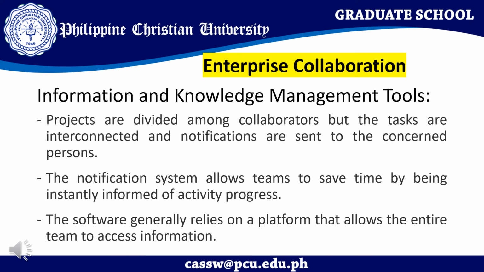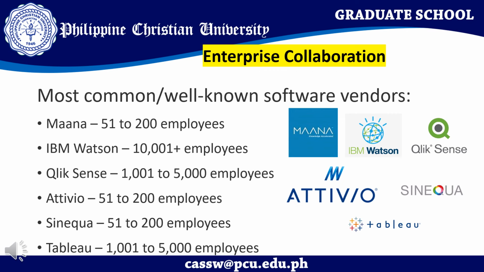In terms of the information and knowledge management tools used in an enterprise, normally, projects are divided among collaborators, but the tasks are interconnected and notifications are sent to the concerned persons. These notification systems allow teams to save time by being instantly informed of the activity progress. And the software generally relies on a platform that allows the entire team to access this information. Here are some of the information and knowledge management tools.